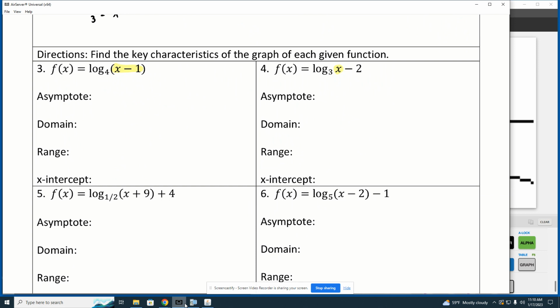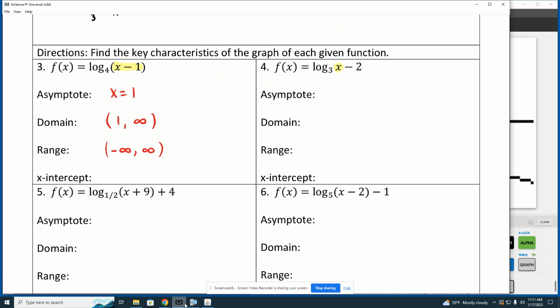What did it do? Move right 1. So what did my asymptote move to? X equals 1. So therefore, my domain shifted to what? 1 to infinity. And what is the range always for logarithms? Unlimited. Negative infinity to positive infinity. We just solved those 3 questions in like 2 seconds.